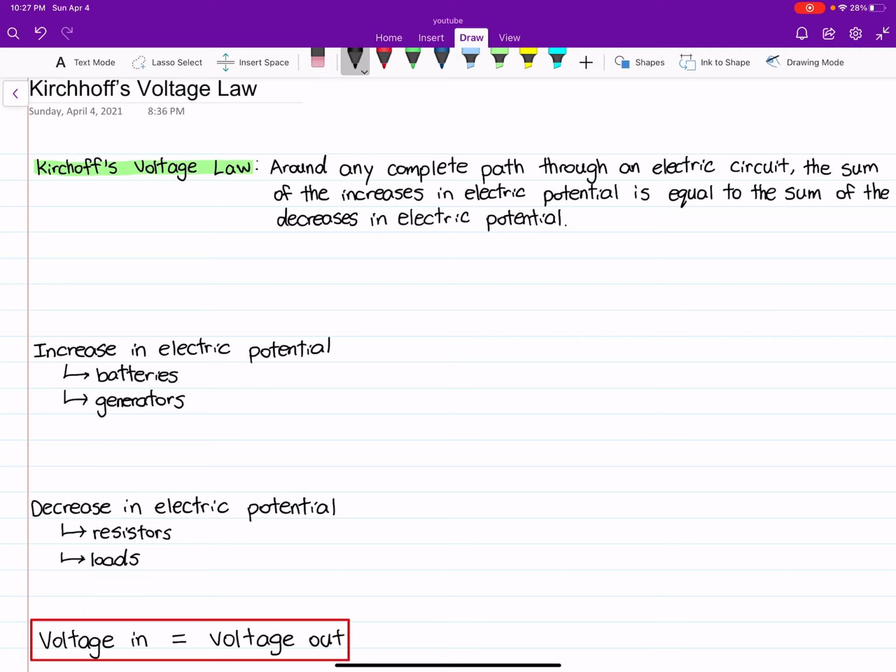So when do we have an increase in electric potential? This is when we go through batteries or generators. And we have a decrease in electric potential when we go through resistors or other various loads. An example of a load would be a light bulb. So one statement to summarize Kirchhoff's voltage law is that voltage in is equal to voltage out, or voltage gain is equal to voltage lost.